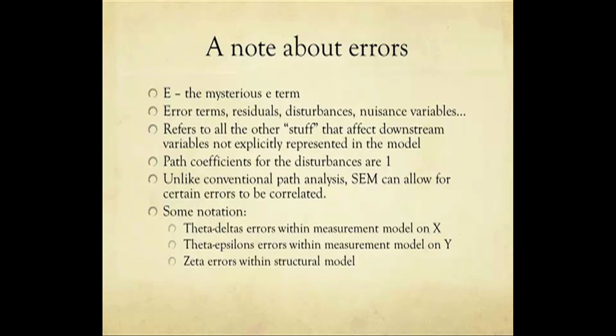I'm going to start throwing some Greek letter names at you because that's how I learned. I learned through literal notation, so you get to learn that way as well. Just to start introducing some of this terminology, whenever I talk about theta delta errors, those are always the errors associated with the measurement model on X. Theta epsilons are the errors associated with the measurement model on Y, and then I talk about the zeta errors within the structural model.